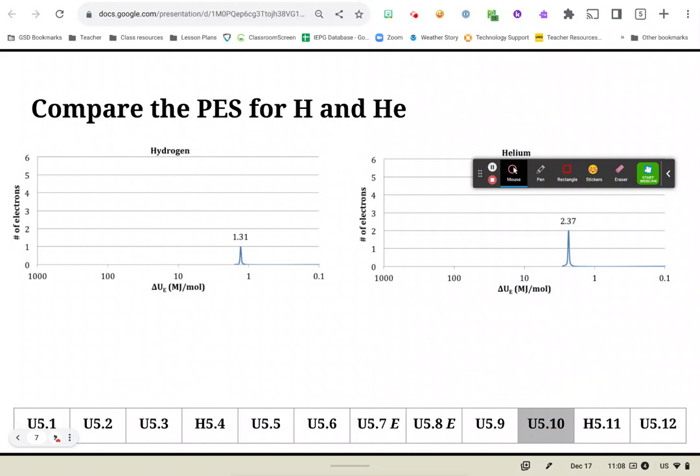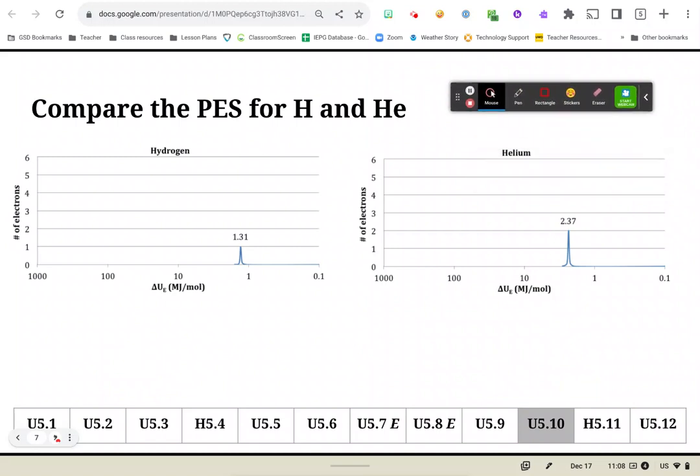All right, so we're going to start with just getting you used to what these look like. So we have two PESs. One is for hydrogen, one is for helium. All right, so right now you can ignore what these numbers are on the top. They're going to be there, but we don't really use them very much. So first thing I want you to notice is that they both just have one peak. You're going to hear me refer to this as a peak. So they both have one peak.